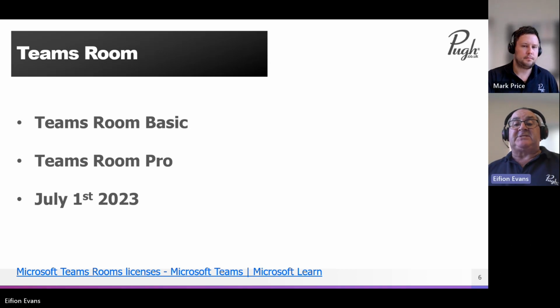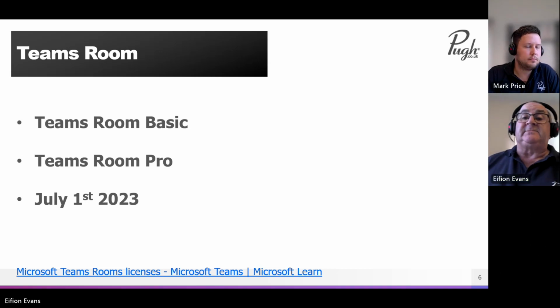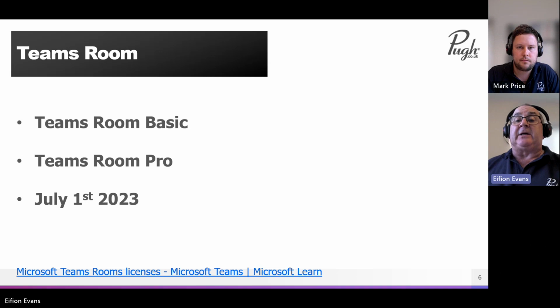The Pro license includes features like audio and video functionality for things like auto framing of the speaker if you're in a meeting room with intelligent cameras that can zoom in on different users. It also includes whiteboarding and management and security. Mark has put a link in that gives you more information on this.